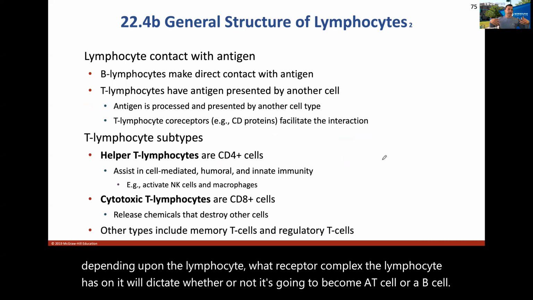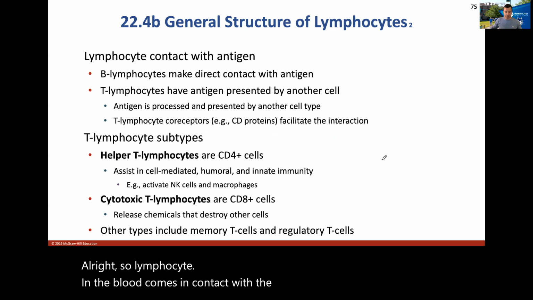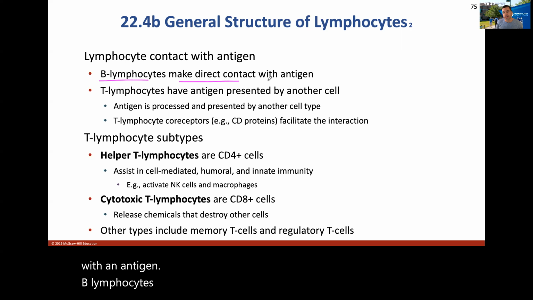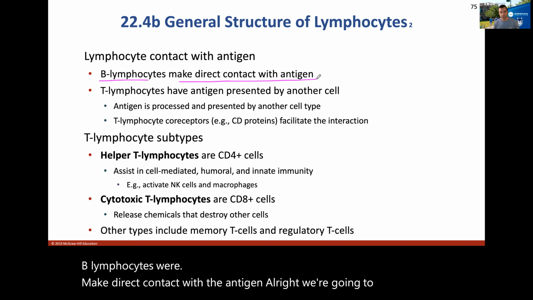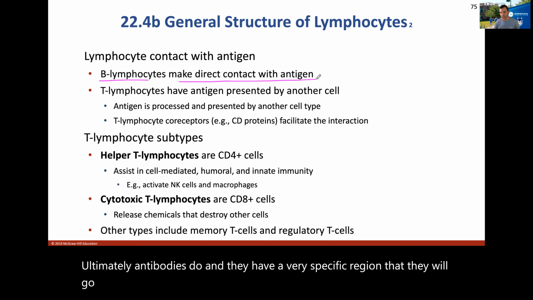All right, so a lymphocyte in the blood comes in contact with the foreign invader, okay? It comes in contact with an antigen. B lymphocytes will make direct contact with the antigen, all right? We're going to look at what antibodies ultimately do, and they have a very specific region that they will go out and touch and hold on to and capture the foreign invader.